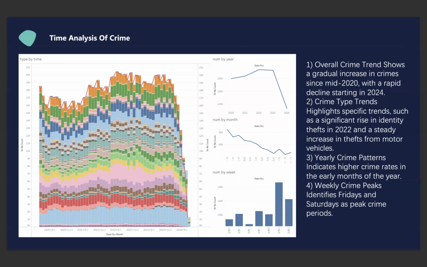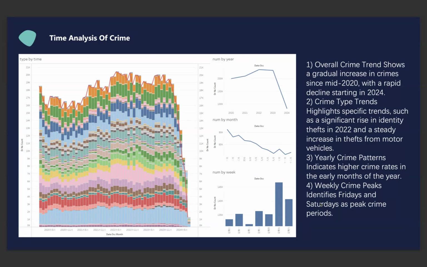This visualization shows the overall trend in the number of crimes from mid-2020 to the present. We can observe a gradual increase in the number of crimes starting in mid-2020, which then rapidly declined from 2024 onward. This trend gives us a broad overview of crime fluctuations over the past few years.